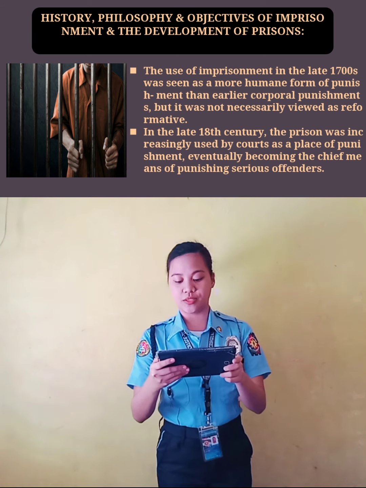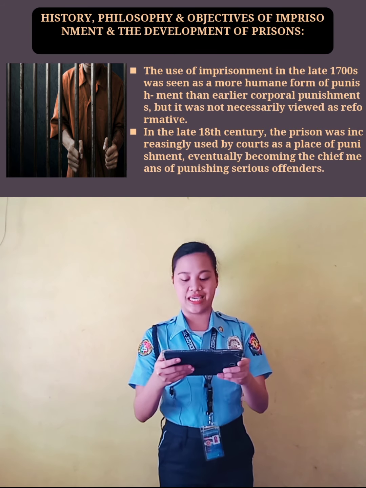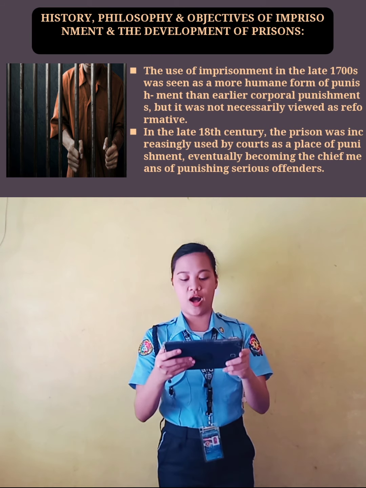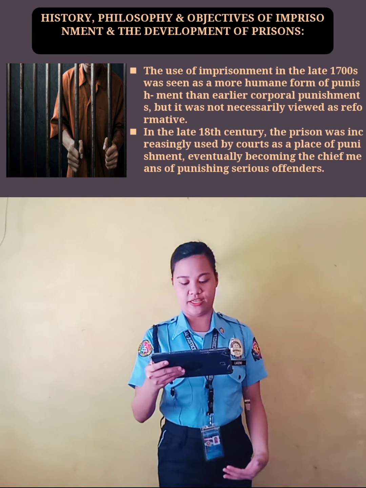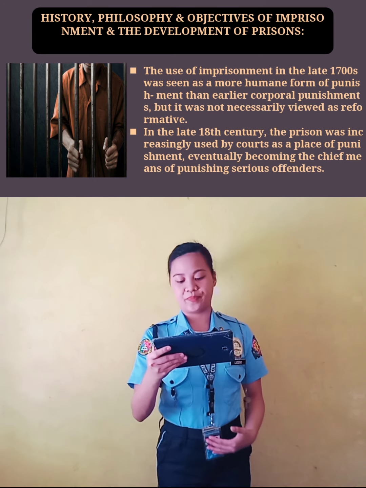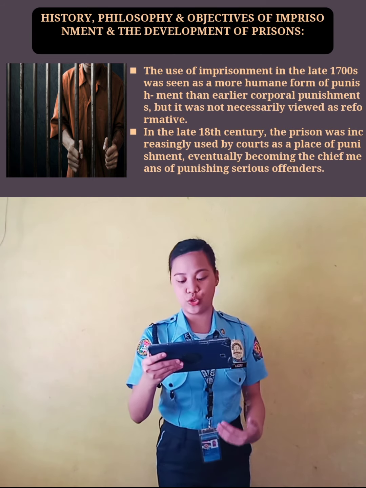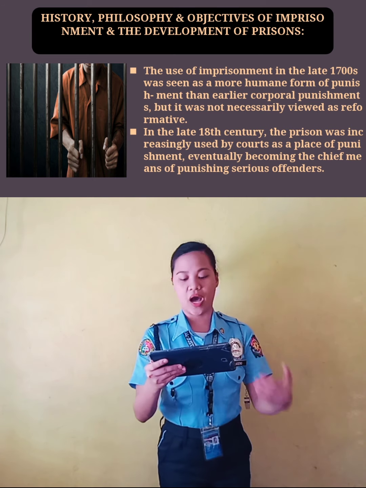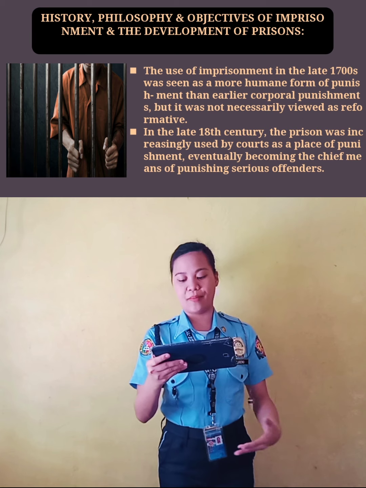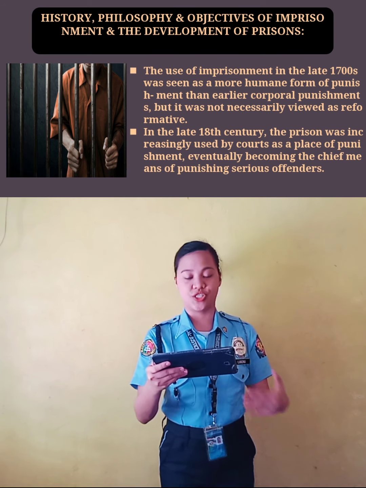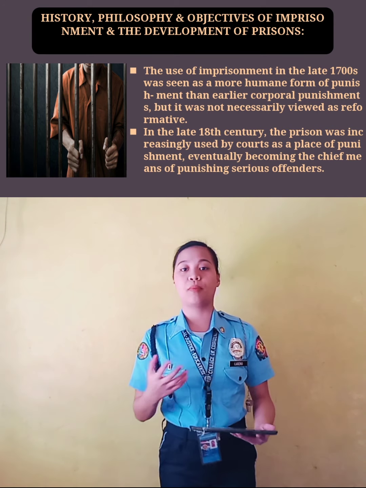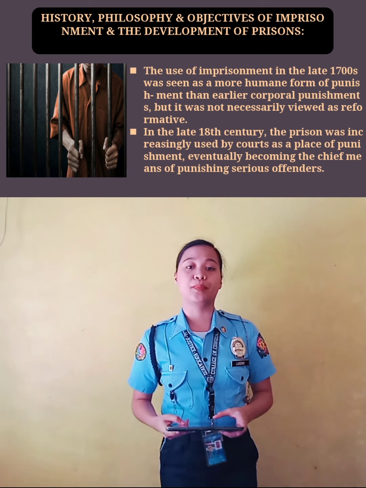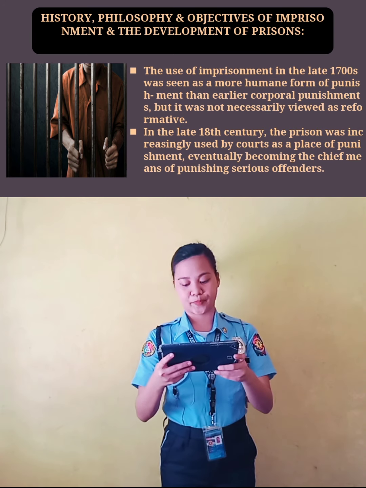The use of imprisonment in the late 1700s was seen as a more humane form of punishment than earlier corporal punishment, but it was not necessarily viewed as reformative. In the late 18th century, the prison was increasingly used by courts as a place of punishment, eventually becoming the chief means of punishing serious offenders. So in the 18th century, the prison was the place of punishment for those people who had committed a crime.